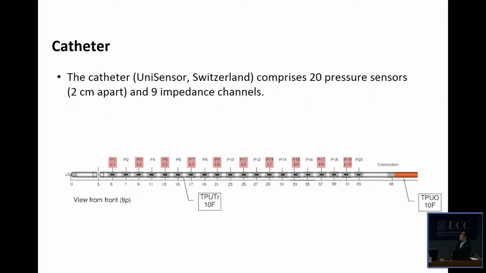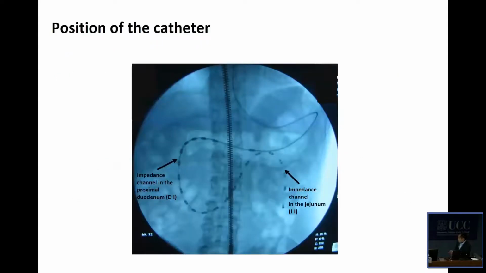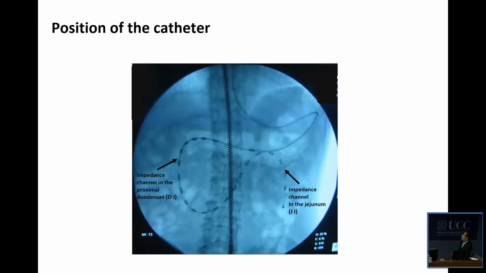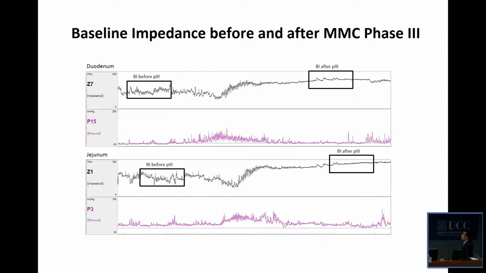We used a unisensor catheter, including 20 pressure sensors and 9 impedance channels. This slide shows the position of catheter, pressure sensors, and impedance channels covering from antrum, duodenum to proximal jejunum. We are particularly interested in impedance value in duodenum and jejunum.